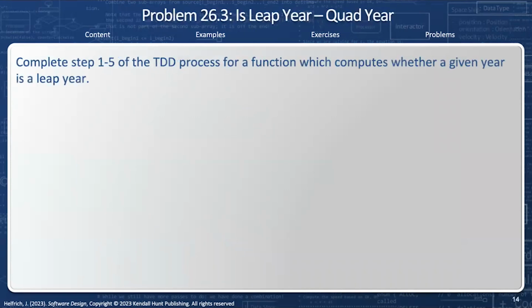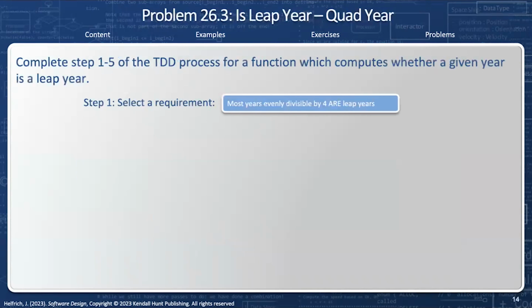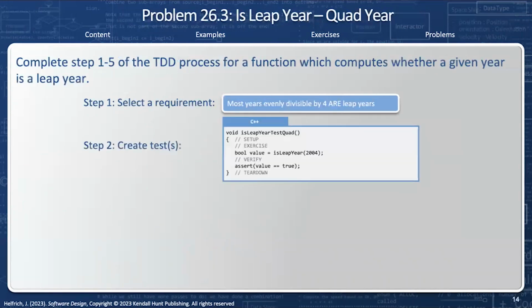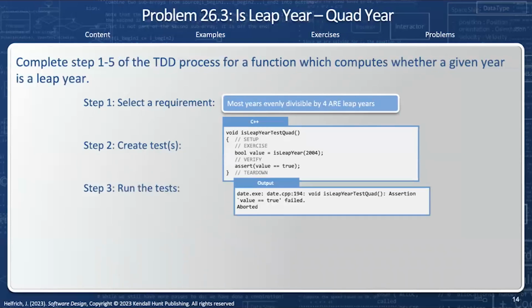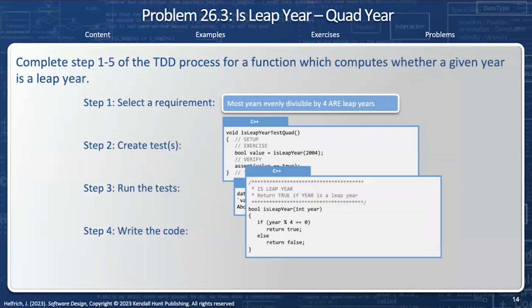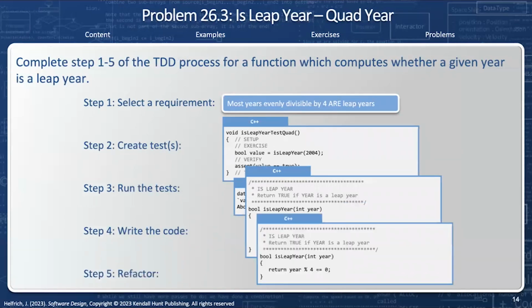Here's another example. I want to go through the test-driven development process. And so I'm going to take a requirement, which is that most years evenly divisible by 4 are leap years. Then I'm going to create some tests. I want to create a unit test for that particular test case. Then I'm going to run the test, and it's not going to work because I have not implemented it yet. And then finally, I'm going to write the code. And here's the code that then catches that particular requirement. And then I might want to refactor it afterwards to make sure that it's more efficient.